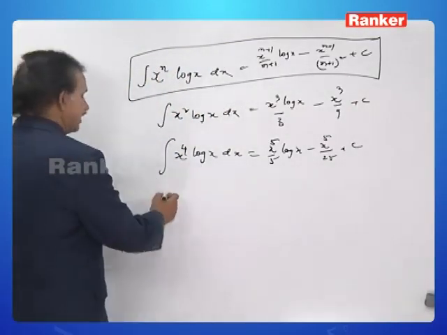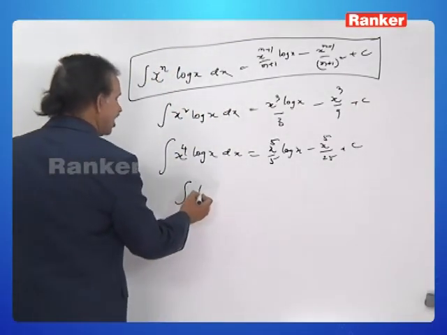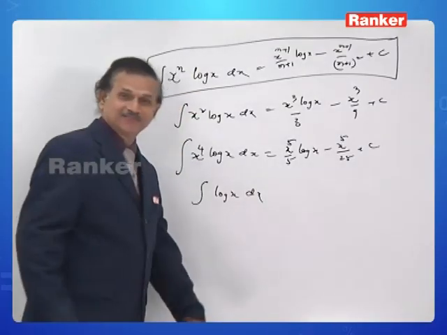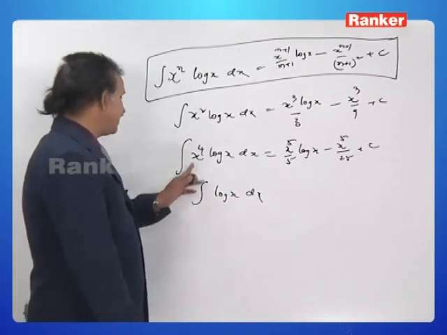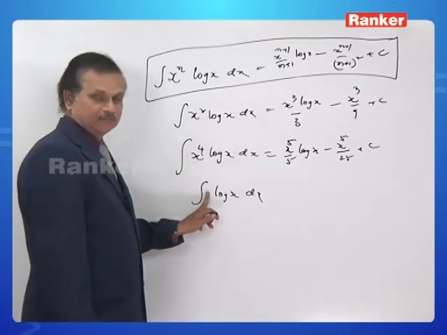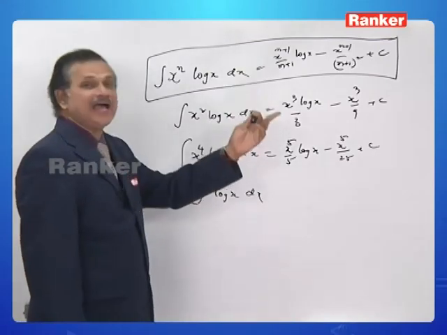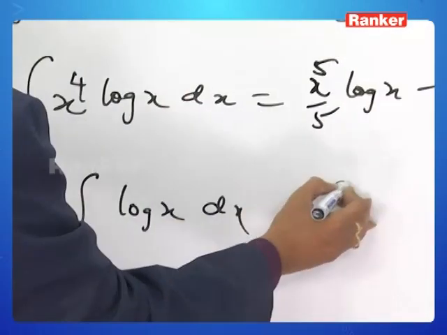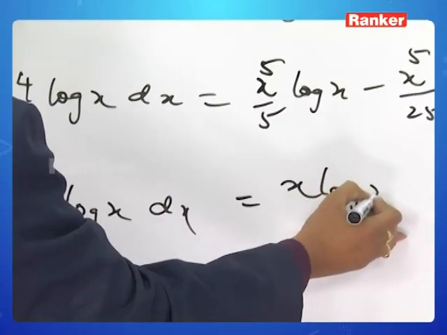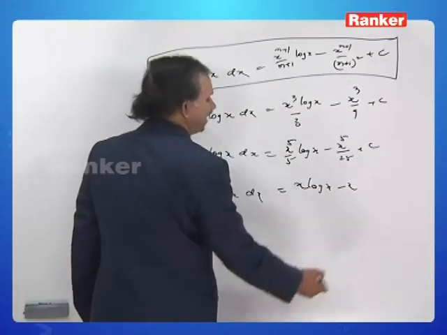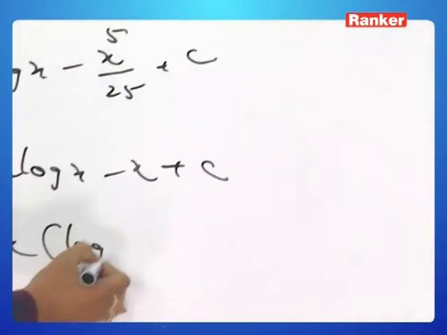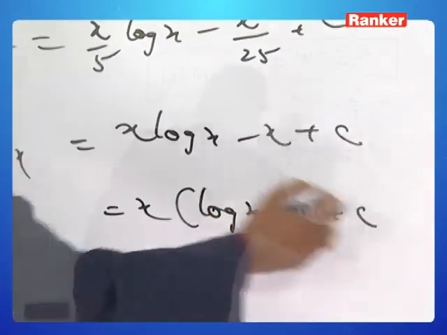Well done. I just give you log x, just log x. What is the integral of log x? Of course, we can imagine x power 0 in the beginning. So in the place of n there you have 0. So what happens? X power 0 plus 1 is x log x minus x by 1 square is 1 plus c. Hence it is x into log x minus 1 plus c.